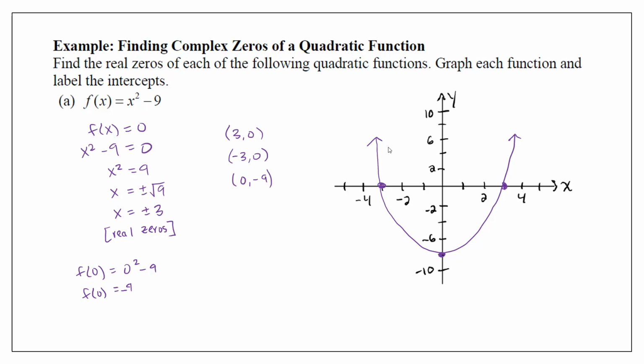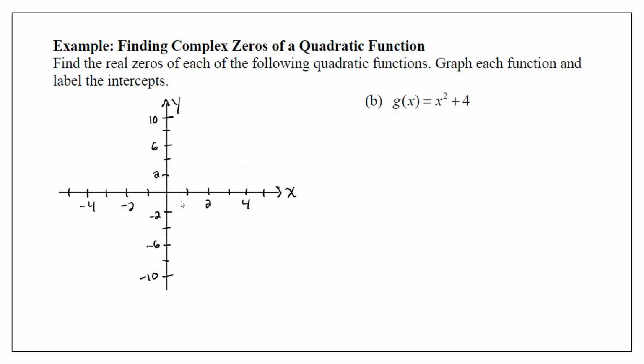Now we need to label the intercepts. So the intercepts are going to be where the graph crosses the x and y axis. So I'm going to label that. This is the point (0, -9). And then this is the point (3, 0). And this is the point (-3, 0). All right. So I found the real zeros, I have graphed the function, and I've labeled the intercepts, which is exactly what our problem asks us to do. Okay? All right, let's do the next one.